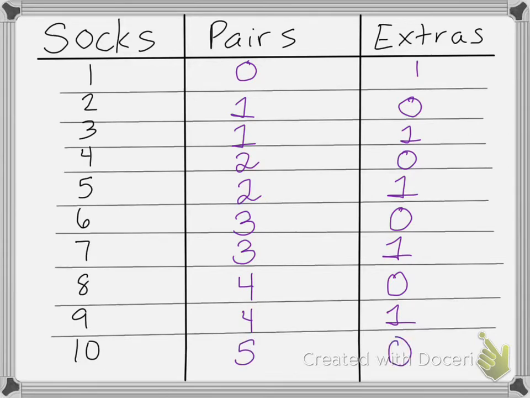So you can see when I have an odd number, I'll always end up with extra socks. So 1, 3, 5, all ended up with an extra sock. Okay, and that's how we make pairs of items.